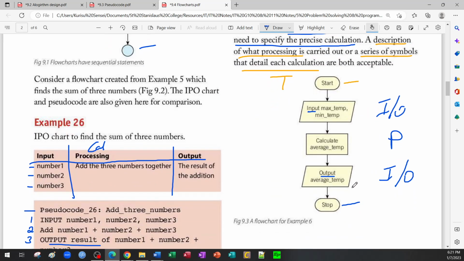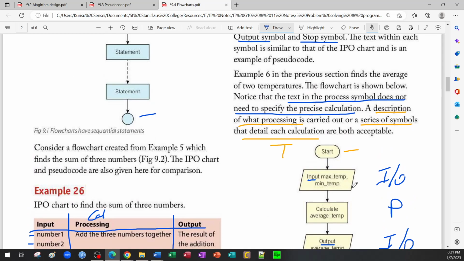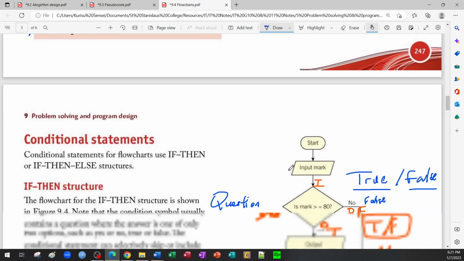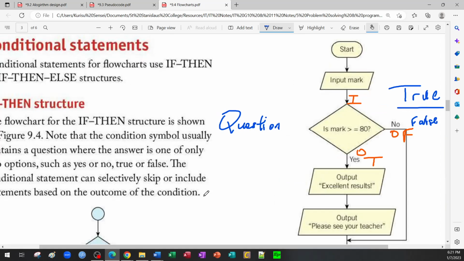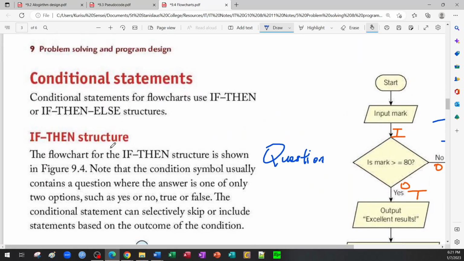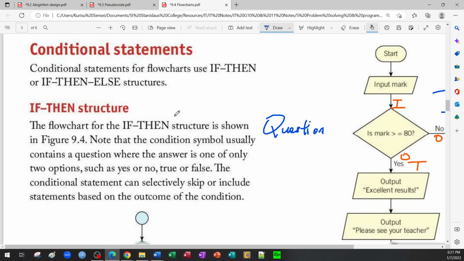Are you guys following so far? Yes, sir. Anyone with any questions? Alright, if no questions, let's move on to the conditional statements now.